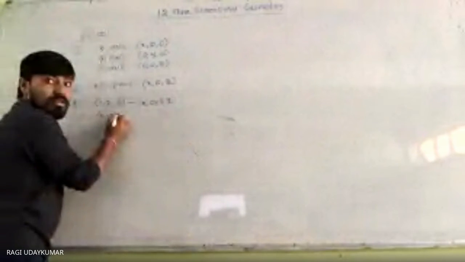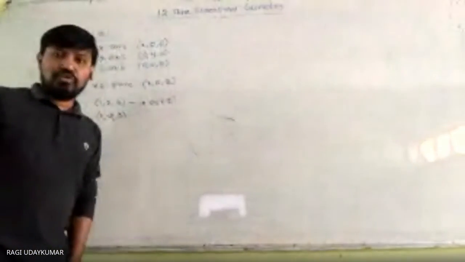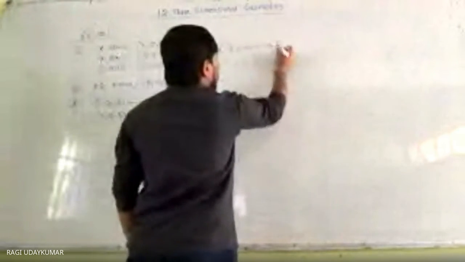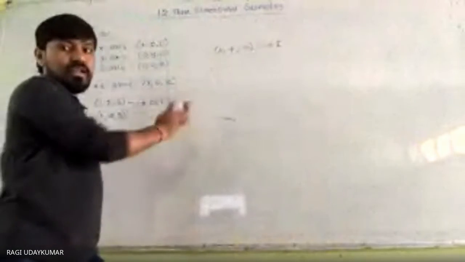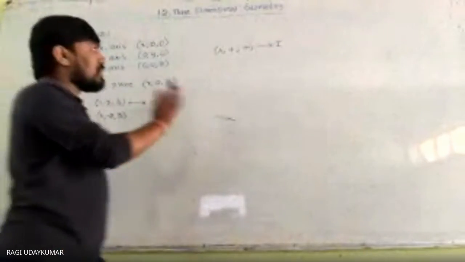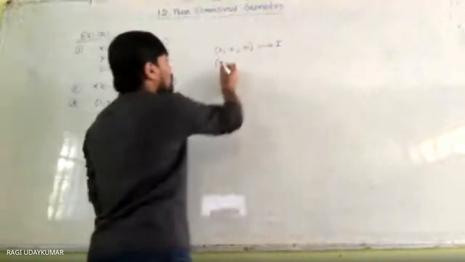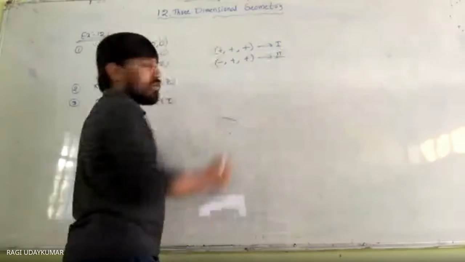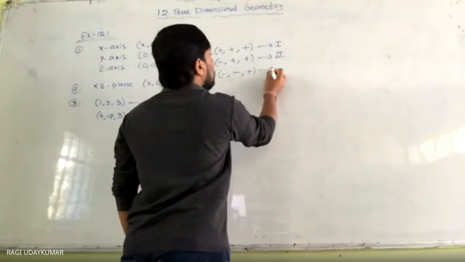The next point given to you is 4 comma minus 2 comma 3. Already I told you, you can remember this. If you get confused here: positive, positive, positive will be in the first octant. Second means in front of you, the x will be negative. So the simple thing is x is negative, y positive, and z positive. This is the second octant. Negative, negative, positive is the third octant.